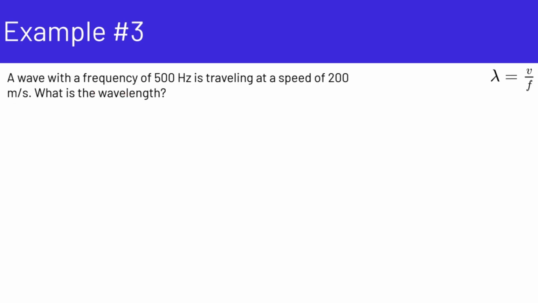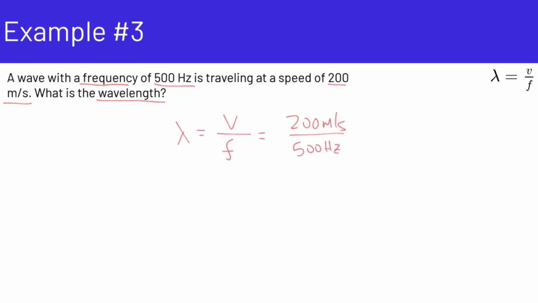Okay, example number 3. A wave with a frequency of 500 hertz is traveling at a speed of 200 meters per second. We want to know what is the wavelength. All right, our equation for wavelength is the wave speed, V, over the frequency. So we have wave speed of 200 meters per second divided by the frequency of 500 hertz.